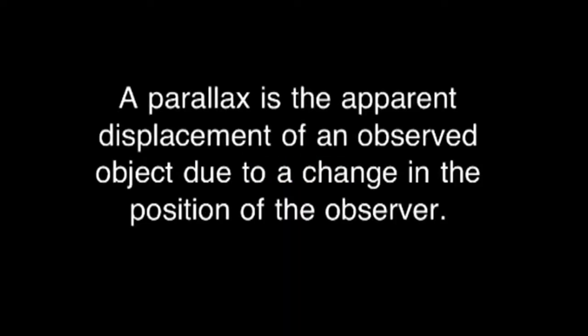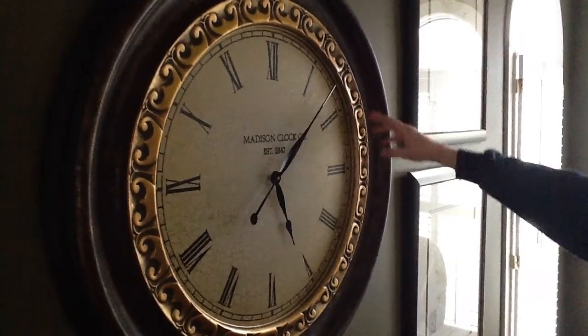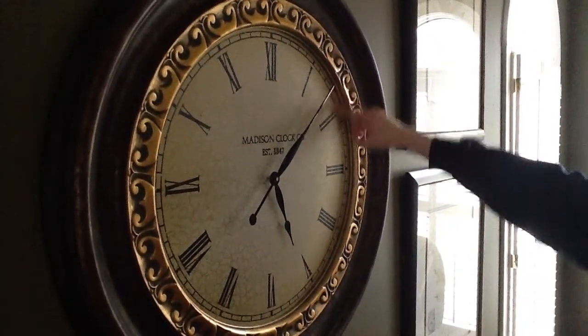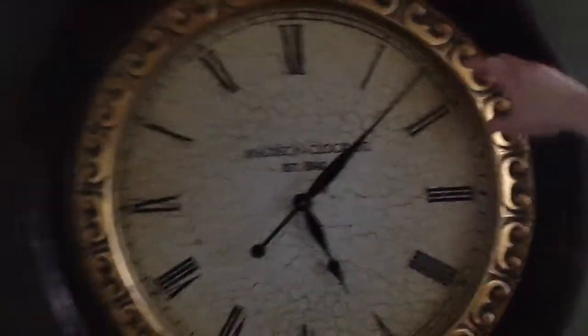A parallax is the apparent displacement of an observed object due to a change in the position of the observer. This is an example of parallax. As you can see, it looks like it's covering this second one from the angle Will's standing at, but if you come over here, it's actually pointing right in the middle.